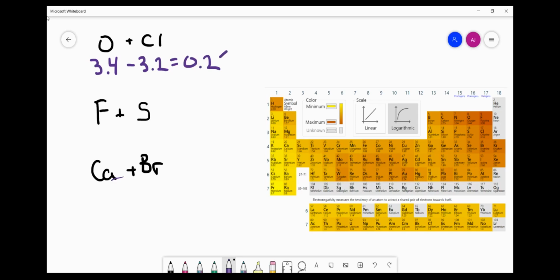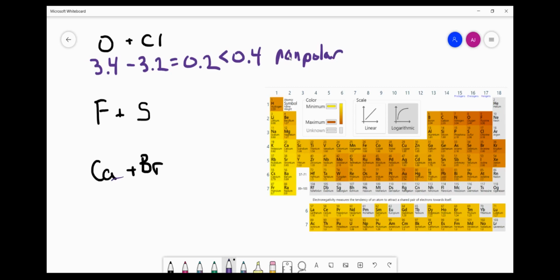So a small difference in electronegativity, less than 0.4, which means the difference is so small that they essentially share those electrons equally, and therefore we'd have a nonpolar bond.